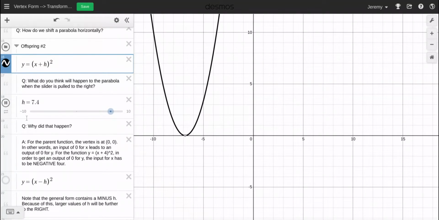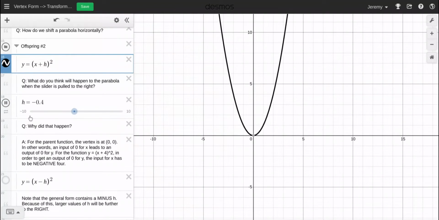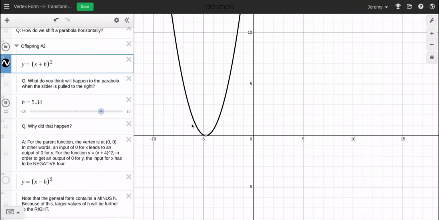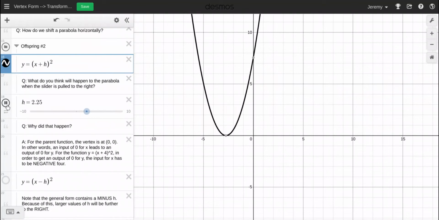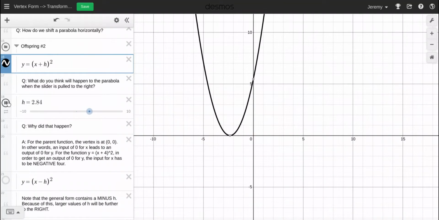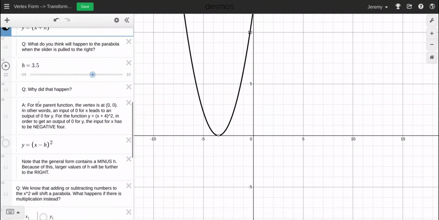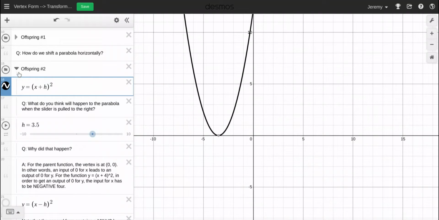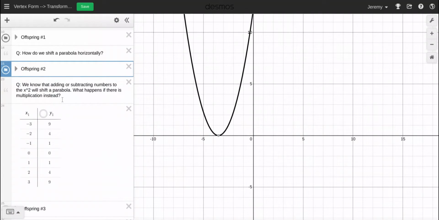And when I press play, notice as the value of h gets bigger, the parabola is shifting to the left. So h moves the parabola horizontally, but opposite of how we might expect. In the general form that you're going to see later on, there's a minus. And that's kind of odd. Normally, general forms have pluses in them. Okay, so we know that adding or subtracting numbers to an x squared will shift a parabola.